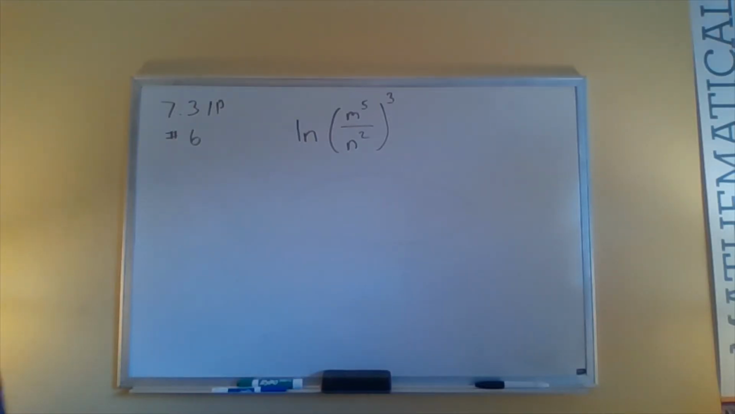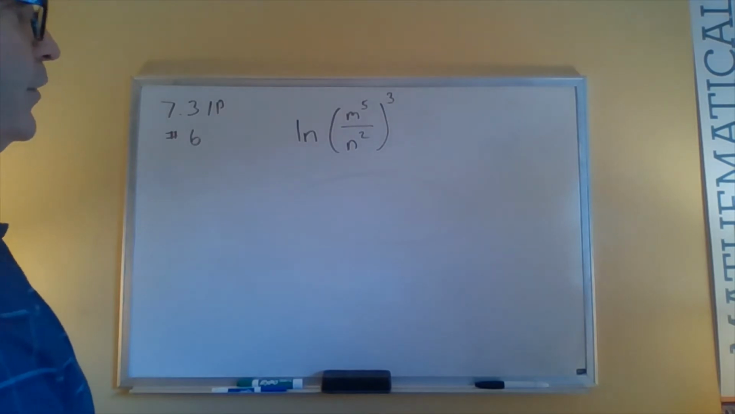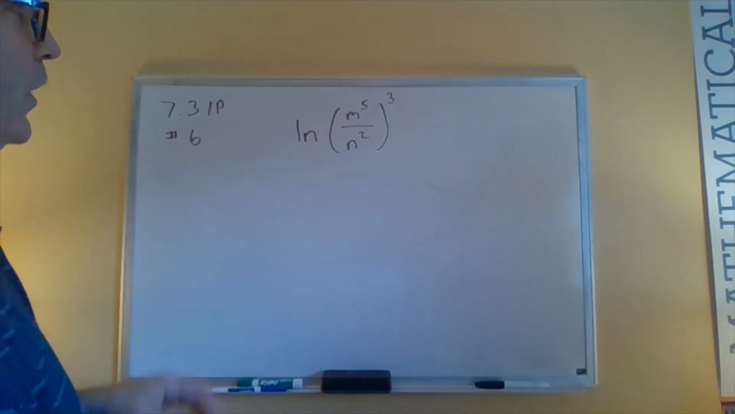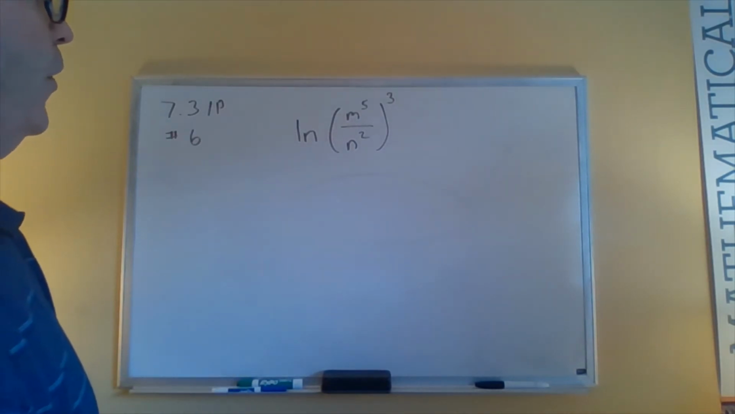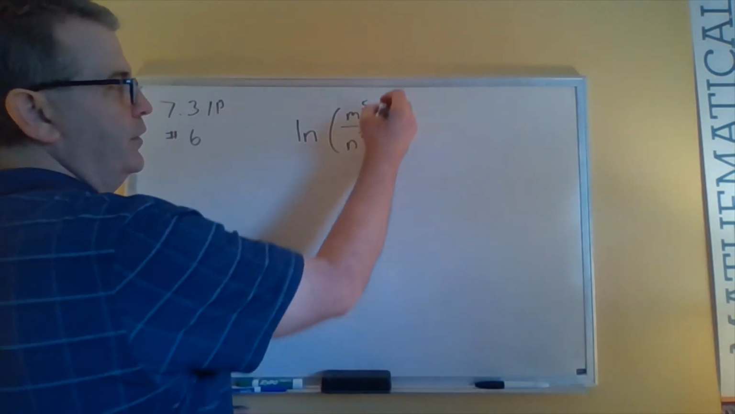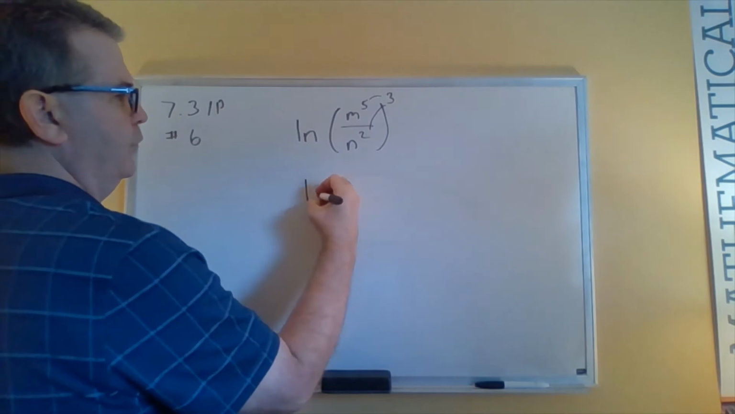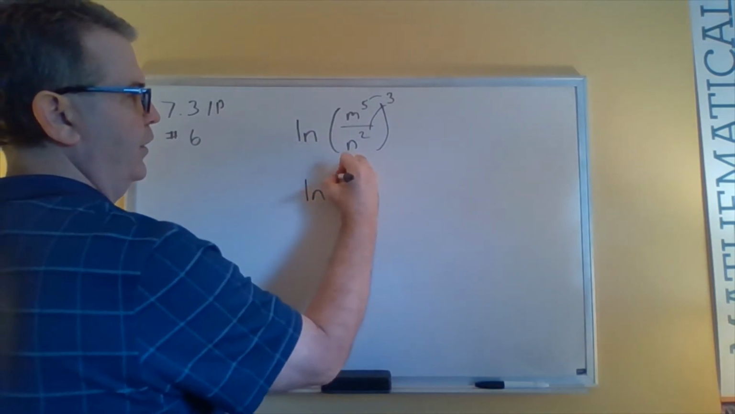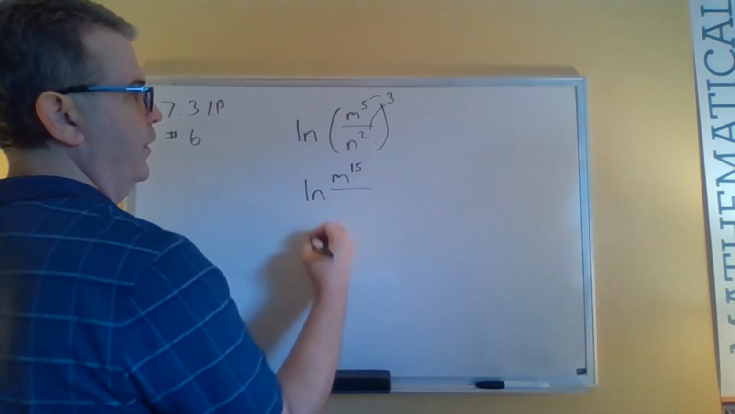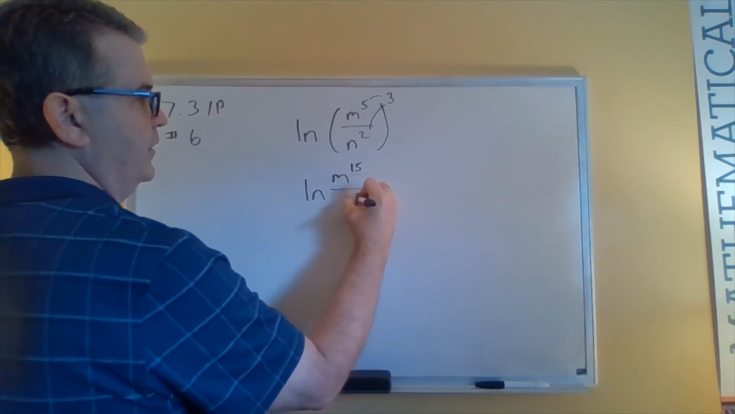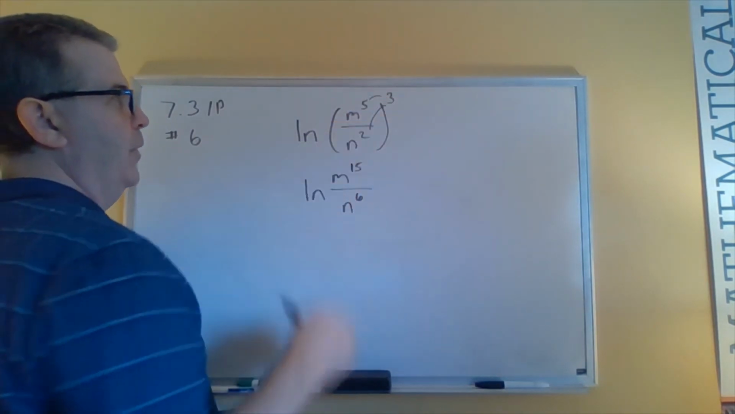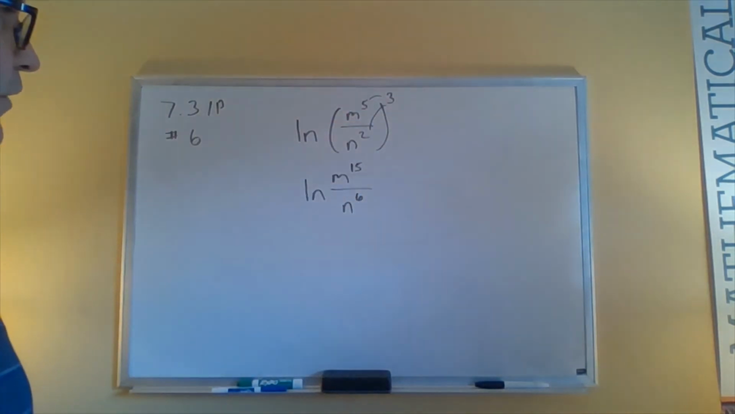Number 6, I have the natural log of m to the 5th over n to the 2nd, all raised to the 3rd power. Probably to make things easier, I'm going to go ahead and distribute this power through my parentheses here and rewrite that. So I'll get the natural log of m to the 15th over n to the 6th. Remember, when we're doing a power to a power, we multiply our exponents together.